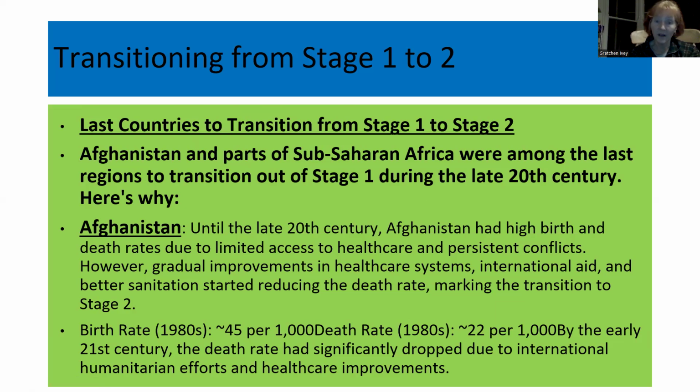Afghanistan and parts of sub-Saharan Africa were among the last regions to transition out of stage 1 during the late 20th century. Okay, so Afghanistan, which we heard quite a lot about in the news, until the late 20th century had high birth and death rates due to limited access to healthcare and persistent conflicts. However, gradual improvements in healthcare systems, international aid, and better sanitation started reducing the death rate, making the transition to stage 2. So the birth rate in Afghanistan in the 1980s was 45 per 1,000.